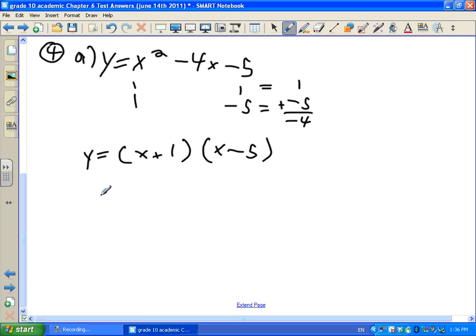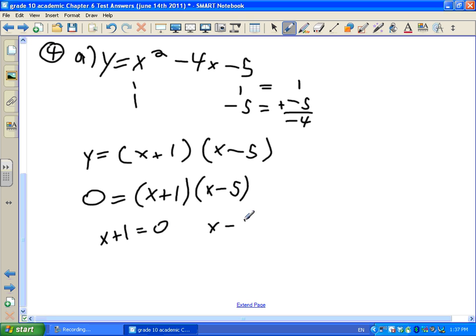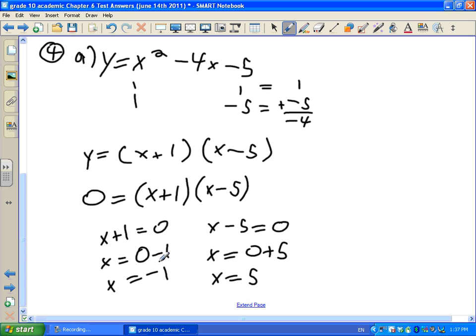So we're going to substitute 0 in for y. So we have 0 equals the factored form. And now that it's set equal to 0, we're going to split this equation. I'm going to split it so I have x plus 1 equals 0, and x minus 5 equals 0, and then I'm going to solve for the two x's. So, what this says now is our x-intercepts on our graph are negative 1 and positive 5.